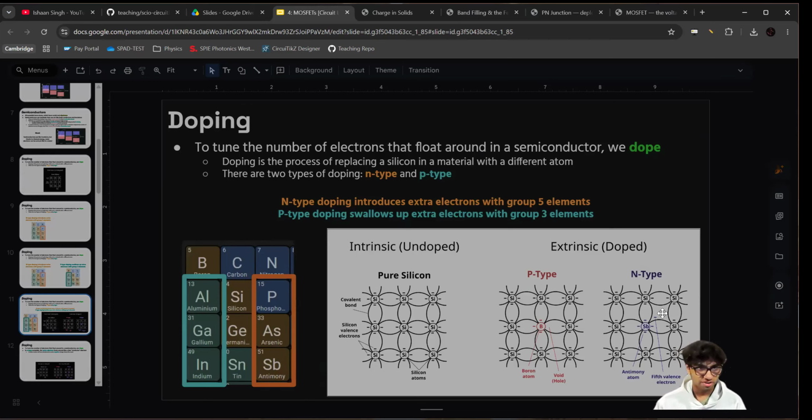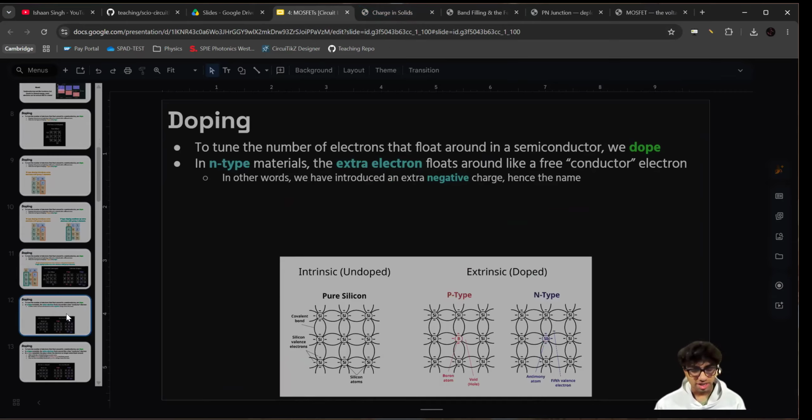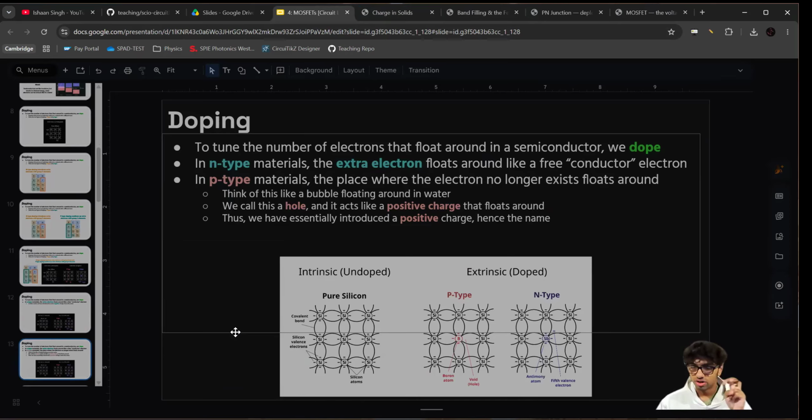In p-type, it's similar, but instead of contributing an electron, it takes away an electron. We call that introducing a hole, and you can think of that hole like a bubble in water. The bubble is free to float around through the lattice. So in other words, we've introduced an extra negative charge for n-type materials, and for p-type materials, we've introduced an extra positive charge. But for a p-type material, you have to keep in mind, it's not a real positive charge. It's a hole. It's a lack of negative charge. So don't think about it like a positive charge necessarily. Think about it like a bubble in water, and the bubble can float around in the water. I think that's a better analogy.